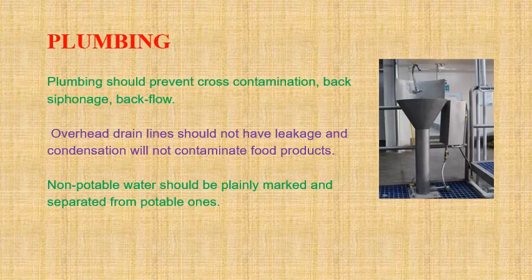Sometimes there will be overhead drain lines that should not have any leakage that can cause contamination, or sometimes condensation may cause contamination to the food products from the overhead lines. Non-potable water should be plainly marked and separated from potable waters. So water can be both potable and non-potable. Potable water means it is of hygienic quality or of the quality of drinking. So such water lines should be marked generally red, and the non-potable water lines should be plain water pipes.